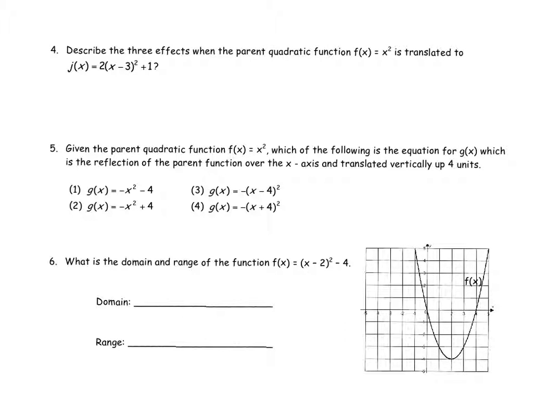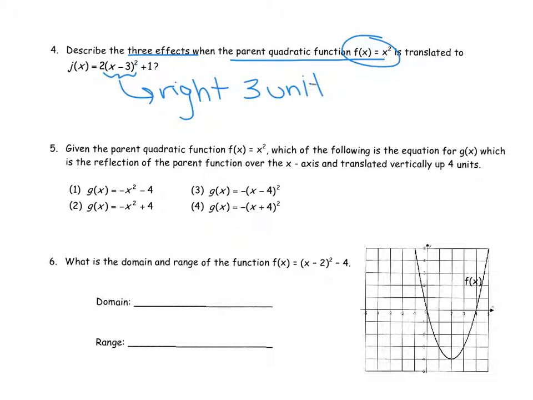All right, so I want to take a look at question number 4. For question number 4, I ask you to describe 3 effects on the parent quadratic function, that's our x squared, when it's translated given the following function. So if I look inside the parentheses, we need to remember what's inside the parentheses means we either go left or right. But because this is x minus 3, that means we are going to go right 3 units. The plus 1 outside of the parentheses means this is going to be a shift up 1 unit.